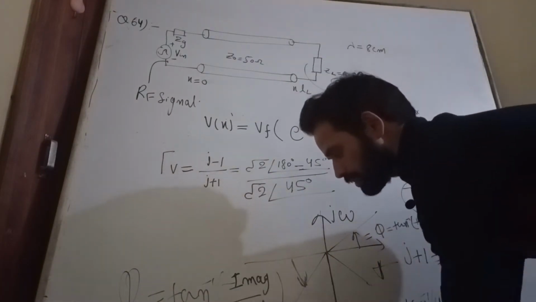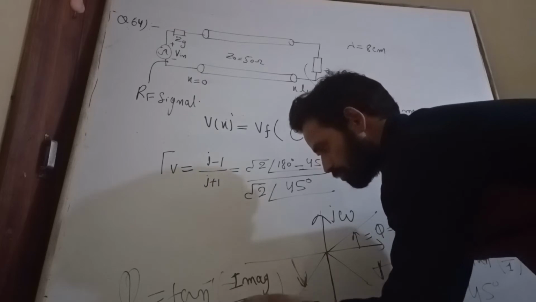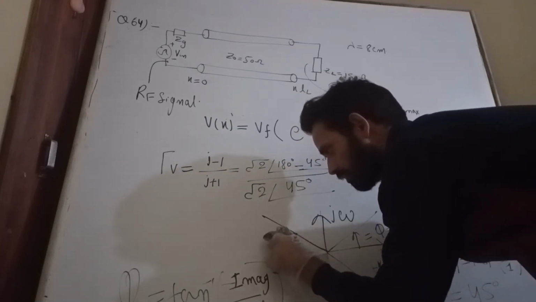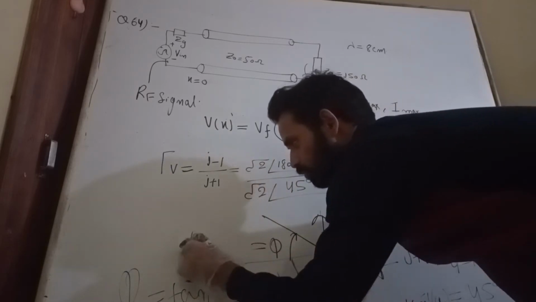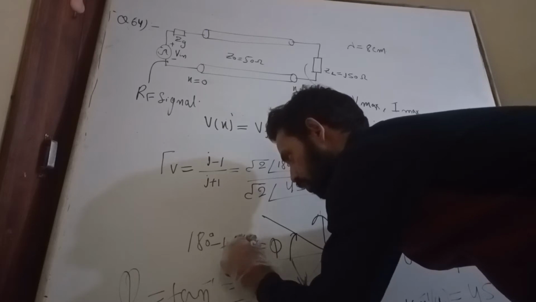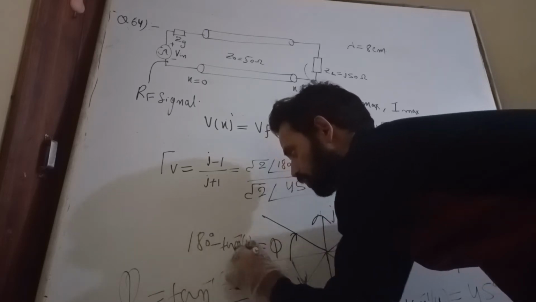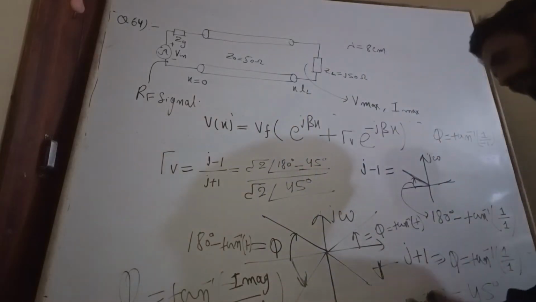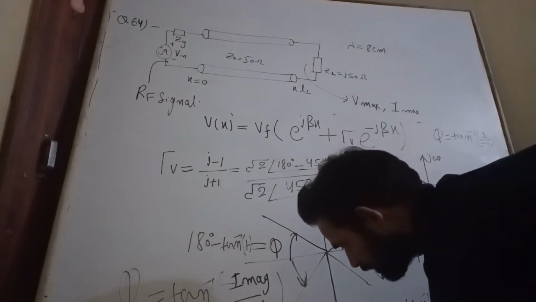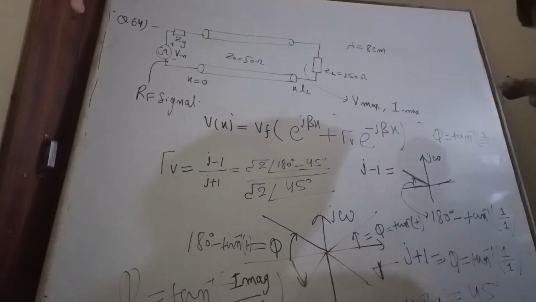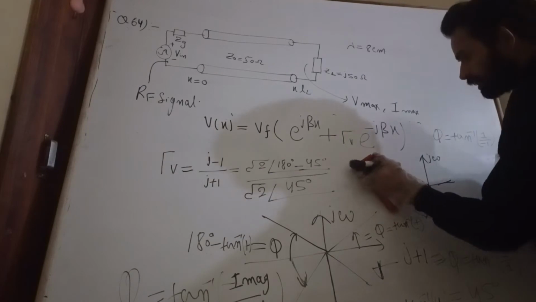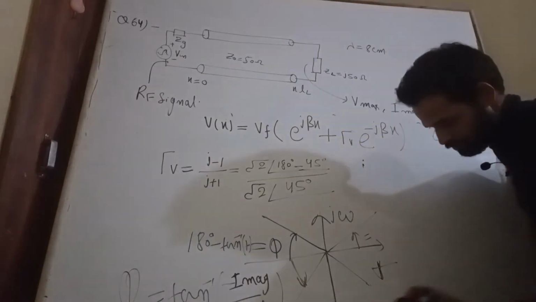If the imaginary part is positive and the real part is negative, then it is the second quadrant. That time you will write phi equal to 180 degrees minus tan inverse of whatever quantity is inside, which is positive. So this is the way to write every angle. This is just to understand the concept of how to write the angle.